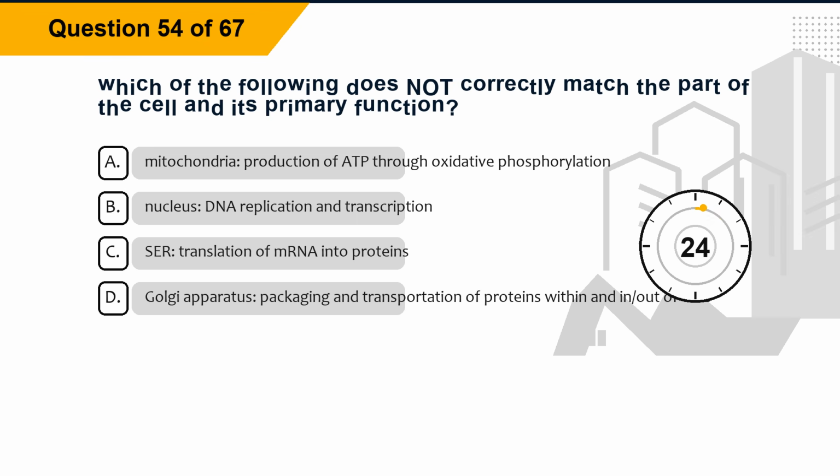Question 54. Which of the following does not correctly match the part of the cell and its primary function? Option A, mitochondria, production of ADP through oxidative phosphorylation. Option B, nucleus, DNA replication and transcription. Option C, SER, translation of mRNA into proteins. Option D, Golgi apparatus, packaging and transportation of proteins within and in/out of cells.